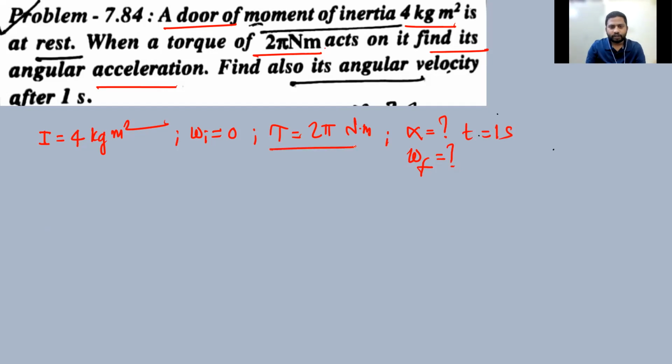So they are talking about the torque and angular acceleration. Immediately you can write torque tau is equal to I alpha.